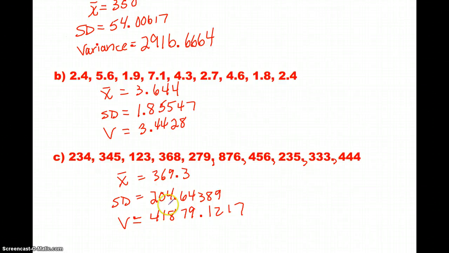Something that we're going to look at in the next section with the normal distribution is we're going to talk about the standard deviation and how specifically it works. Basically, the standard deviation tells us how far away from the mean things are. Okay, so the standard deviation is 204.